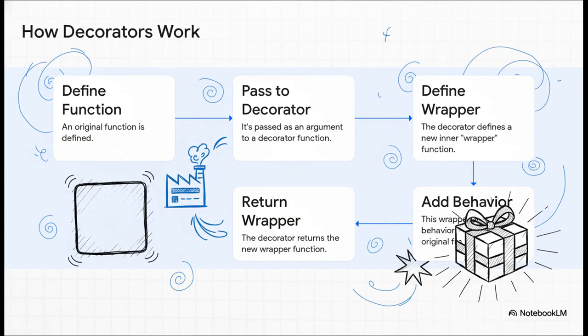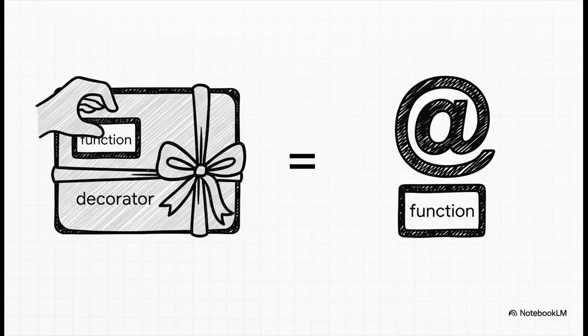So a decorator is basically a function that takes another function as its input, wraps it up in some extra logic, kind of like gift wrap, and then returns that newly enhanced function for you to use. And that little @ symbol you always see before a function definition, that's just what we call syntactic sugar. It's a clean, simple shortcut for that whole wrapping process. It just makes the code a lot easier to read.